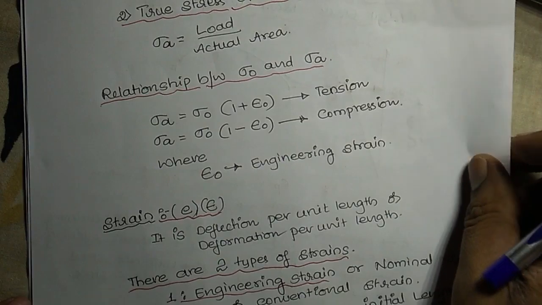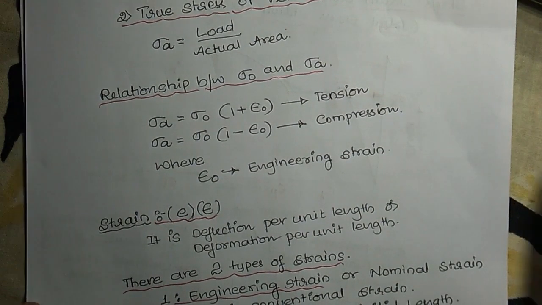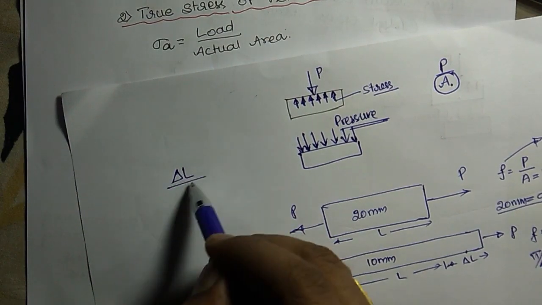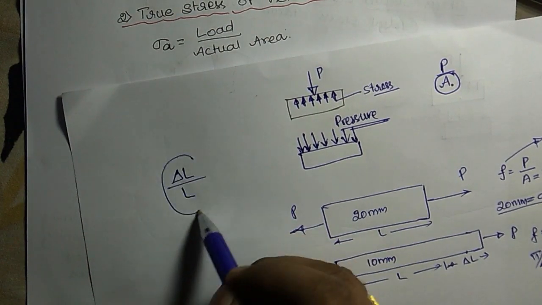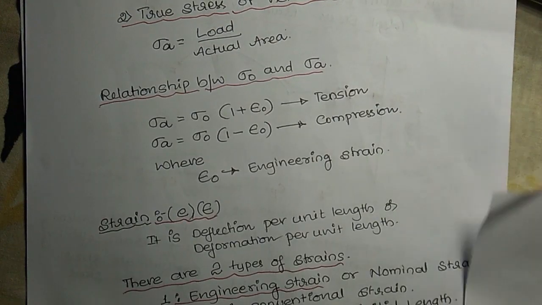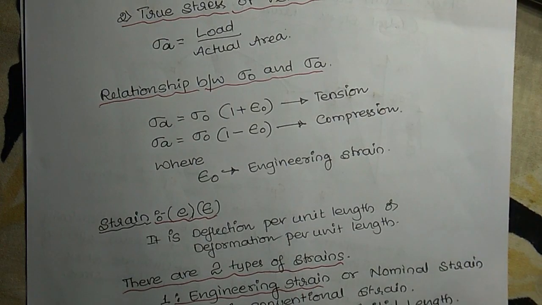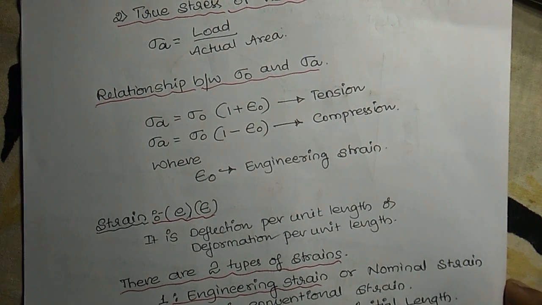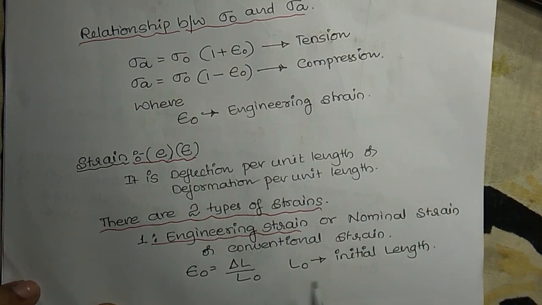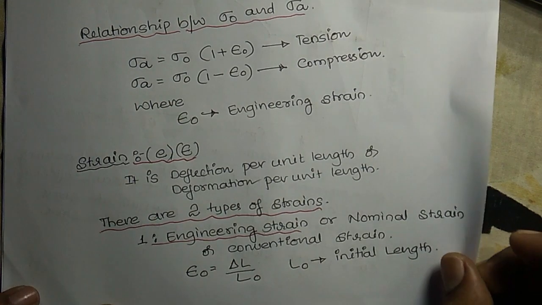Similarly, strain. I think all of you know what strain is. Strain is the change in some parameter, for example change in length divided by its original length. This we call strain. Again it can be divided into two types. One is engineering strain, which is the normal case, delta L by L naught, where L naught is the initial length. Usually we consider this for all practical purposes. The second is the true strain.